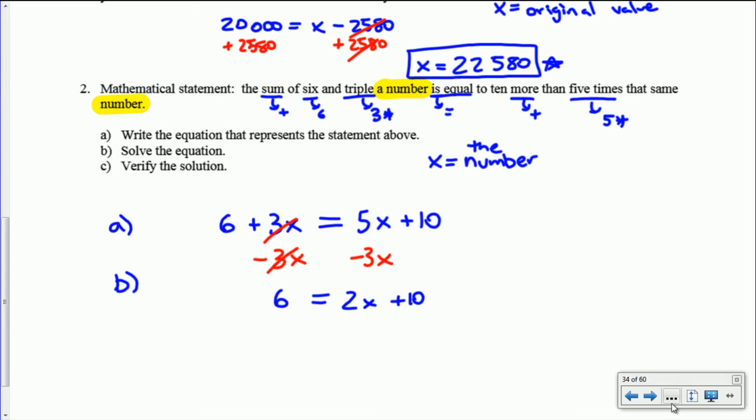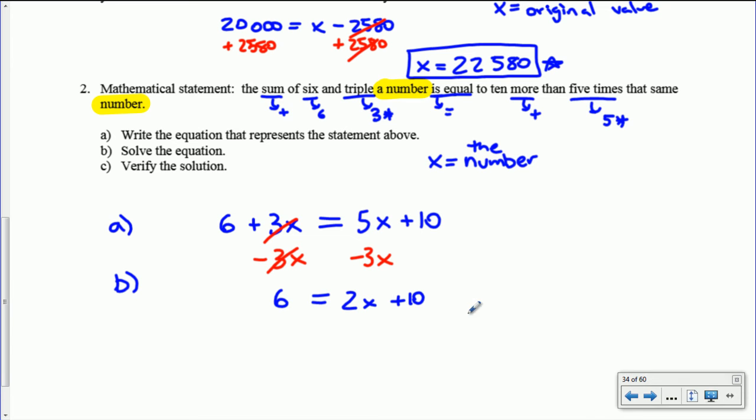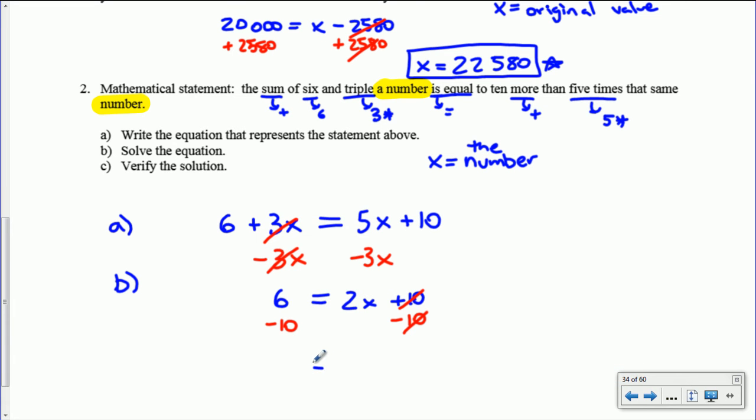Okay, so great. Now I have all my letters on the right side. And given that choice, I should probably move all the numbers to the left side. So I'll subtract 10 from both sides. 10 minus itself on the right is 0. So all that remains on the right side is just 2x. And 6 minus 10 on the left works out to be negative 4.